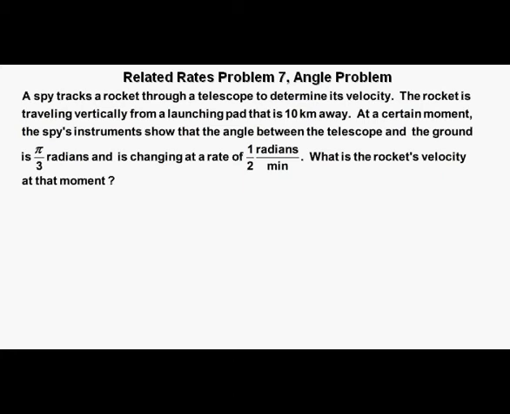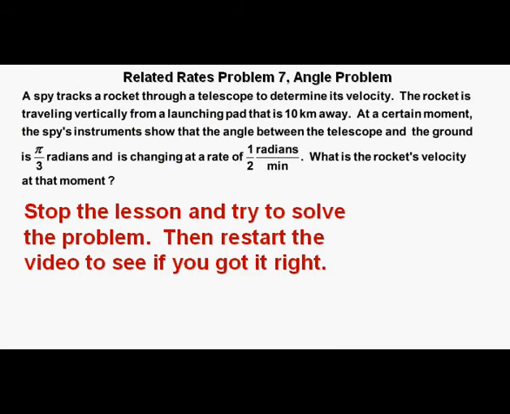At a certain moment, the spy's instruments show that the angle between the telescope and the ground is pi/3 radians and is changing at a rate of 1/2 radians per minute. What is the rocket's velocity at that moment? Stop the lesson and try to solve the problem, then restart the video to see if you got it right.